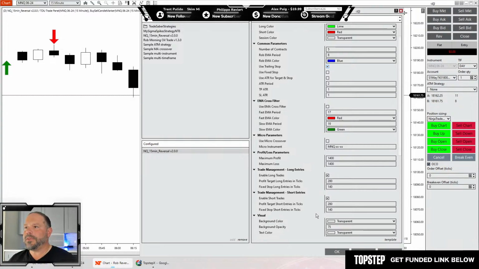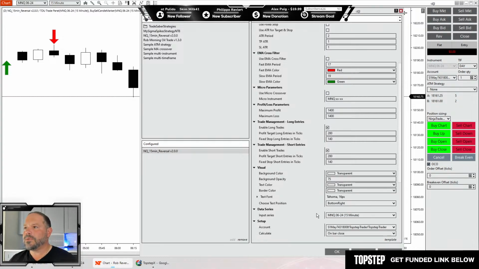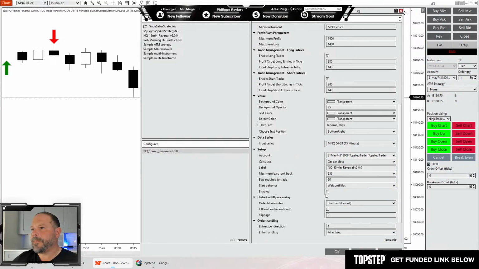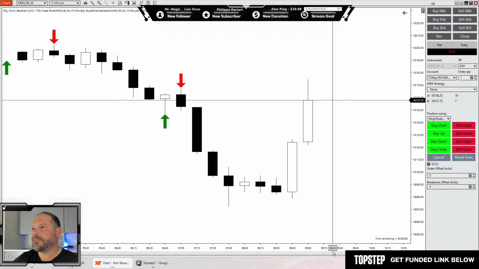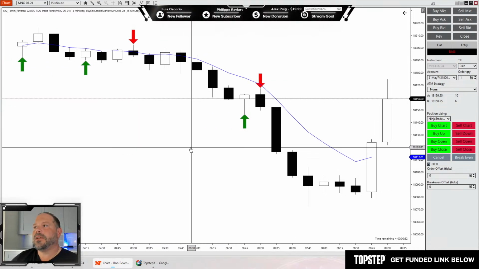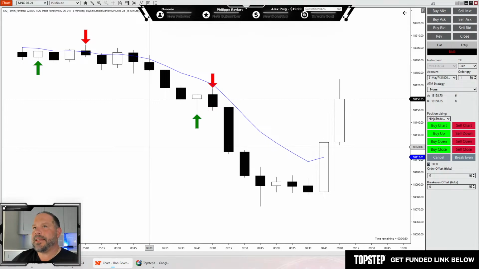And let me enable this guy. Oh, and then I'll just finish this off. My profit target long in ticks is 280, which is 70 points. My fixed stop loss is 140. And it's the same for shorts as it is for longs. Let's go to enabled. All right, here we go. So the strategy is enabled.